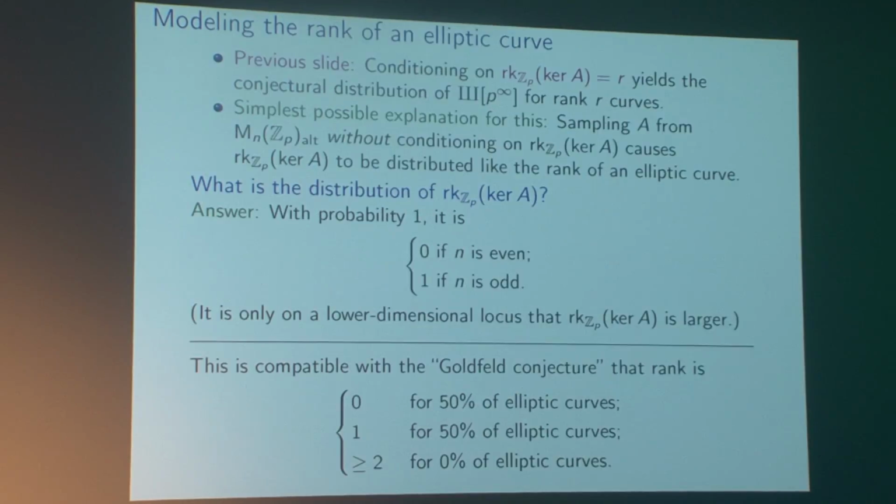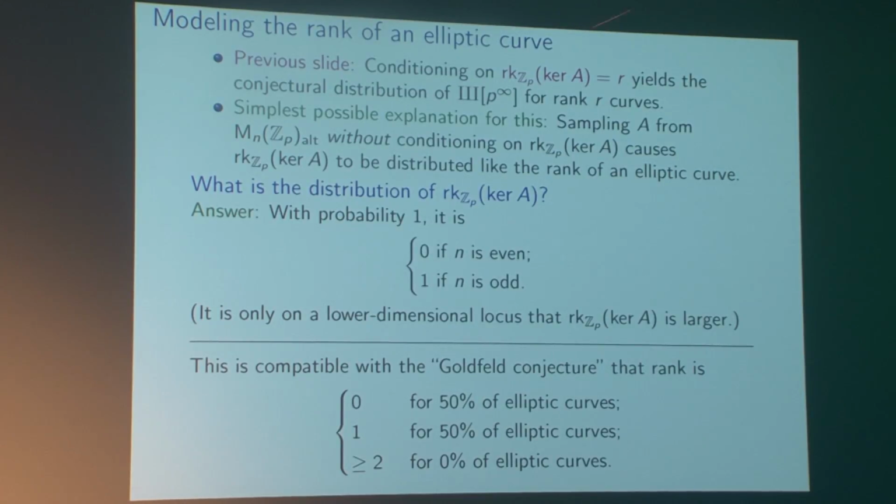So this is just recalling what's on the previous slide. If you condition on the rank of the kernel being R, that should give you the distribution of Sha for rank R curves. So what's the simplest explanation for this? What would be the simplest possible explanation?